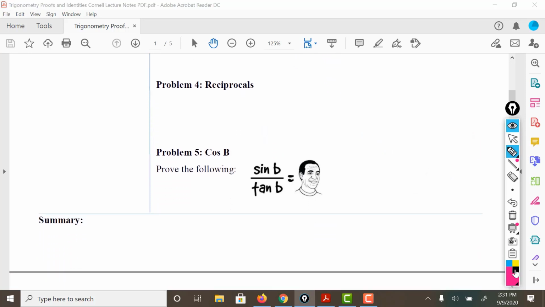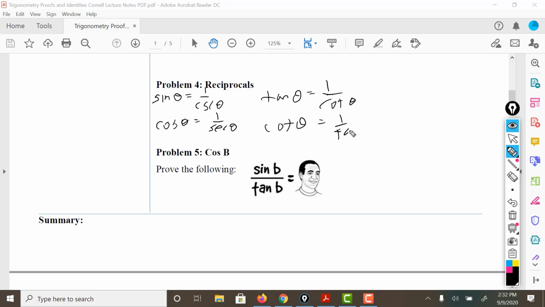Problem 4. So just in case you're not aware, let's go ahead and show you all the relationships that these guys have. So we have sine is 1 over cosecant. Cosine is 1 over secant. And tangent is 1 over cotangent. Which means that cotangent is 1 over tangent. Secant is 1 over cosine. And cosecant is 1 over sine.